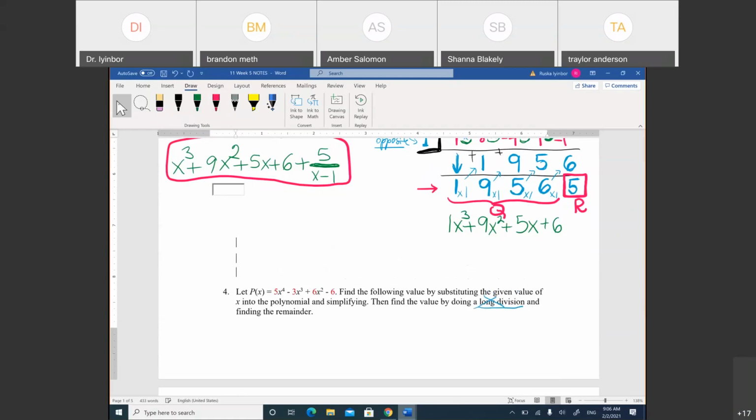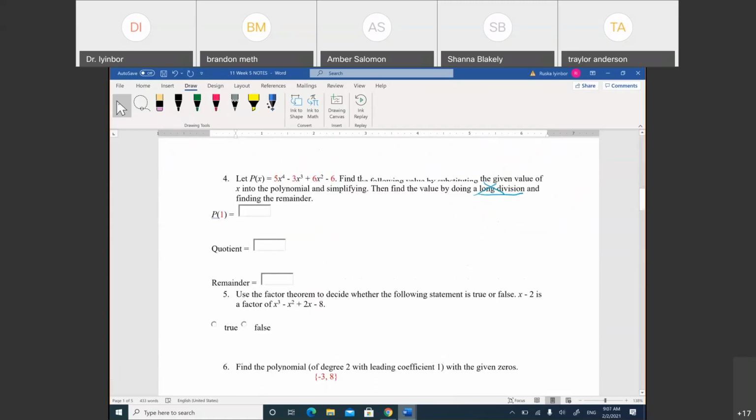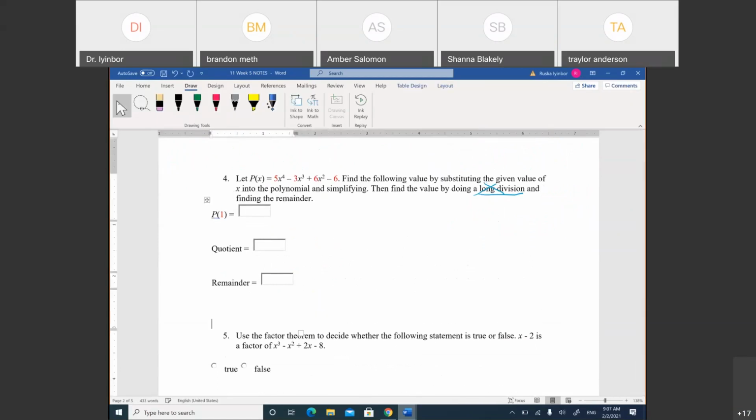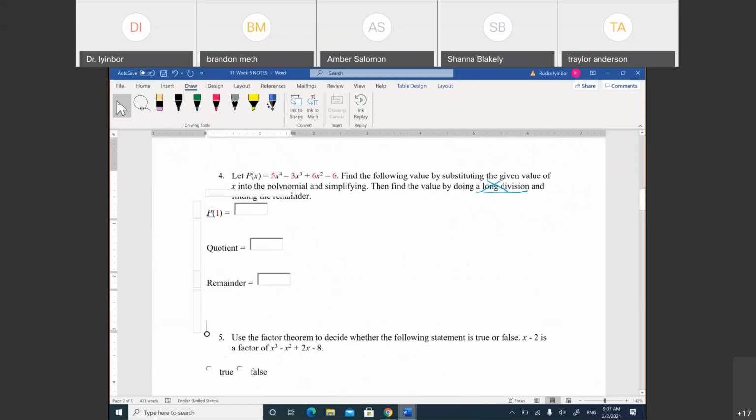I'm going to move it down here. Okay. So number 4. Number 4, they ask us to do the same. So we're going to do again the same. They give us polynomial. They want us to find P of 1, the quotient, and the remainder.